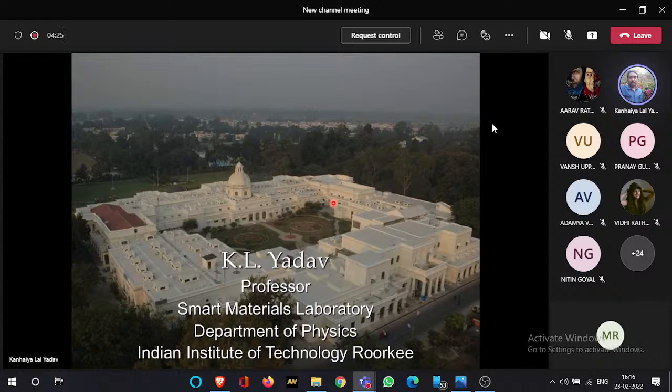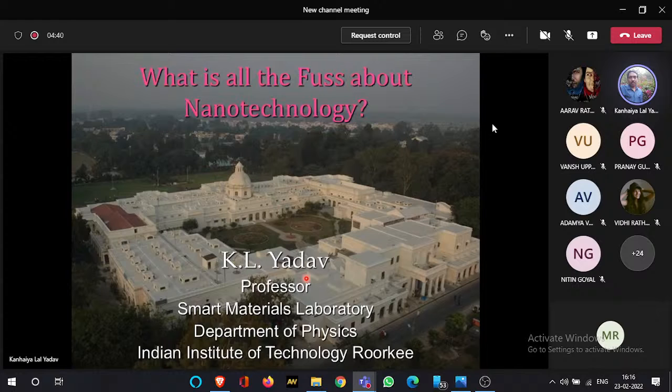So you might be seeing my name, Professor KL Yadav from the Physics Department. That is the Smart Materials Laboratory, my research lab area. So what is the first thing about nanotechnology that we will discuss?